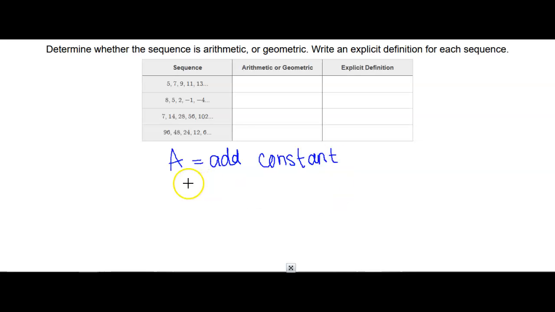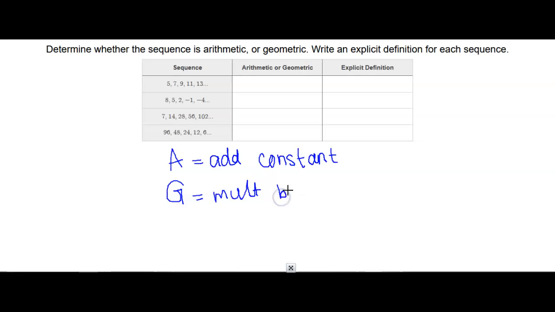Now, if the sequence is geometric, it means that we are multiplying by a constant every single time. And constant means the same number every single time. So if it says add a constant, it doesn't mean add 1 this time, and then 2 this time, and then 3 this time. It means you're adding 1, then you're adding 1, then you're adding 1, then you're adding 1.